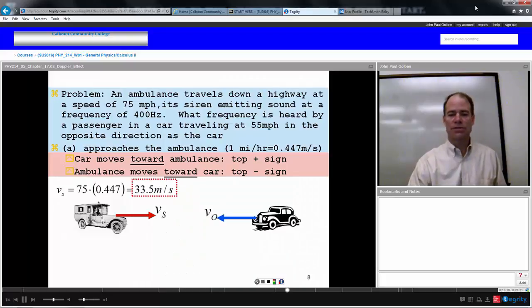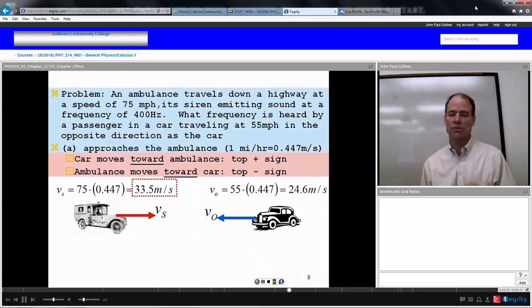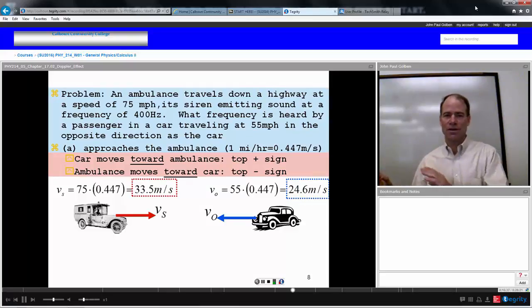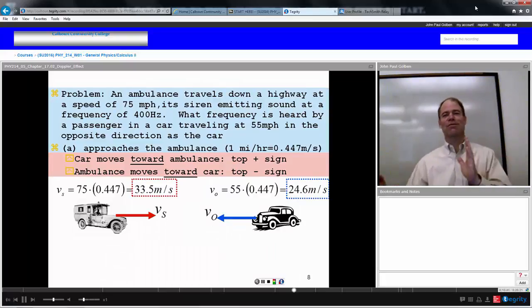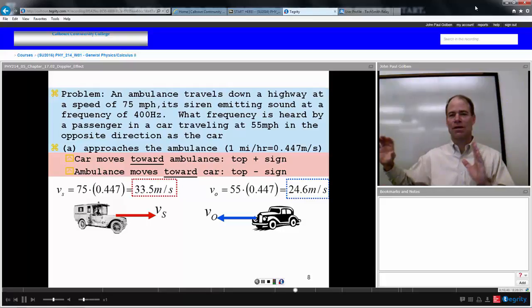And we have the observer in the car moving toward the ambulance, moving at 55 miles per hour, which we multiply by 0.447 to get 24.6 meters per second. In this particular case, if I put myself in the shoes of the observer, the observer is moving toward the ambulance. The ambulance is somewhere here, and the observer is moving in that direction.